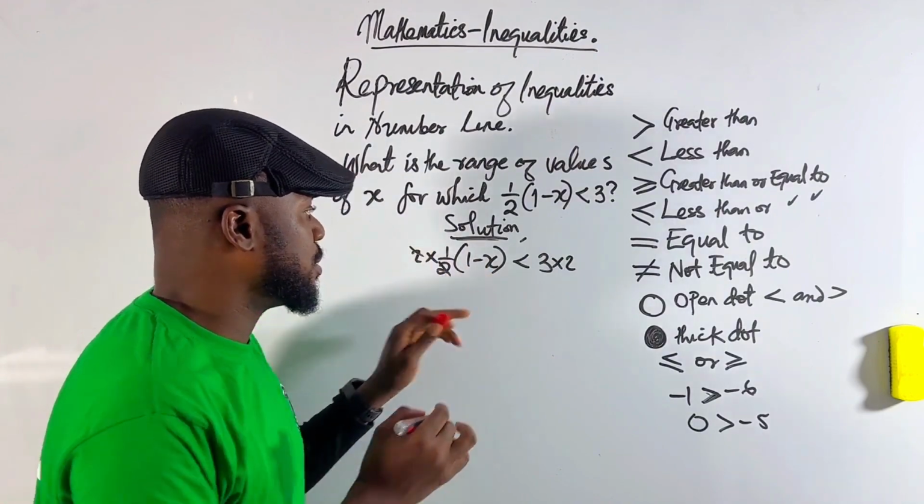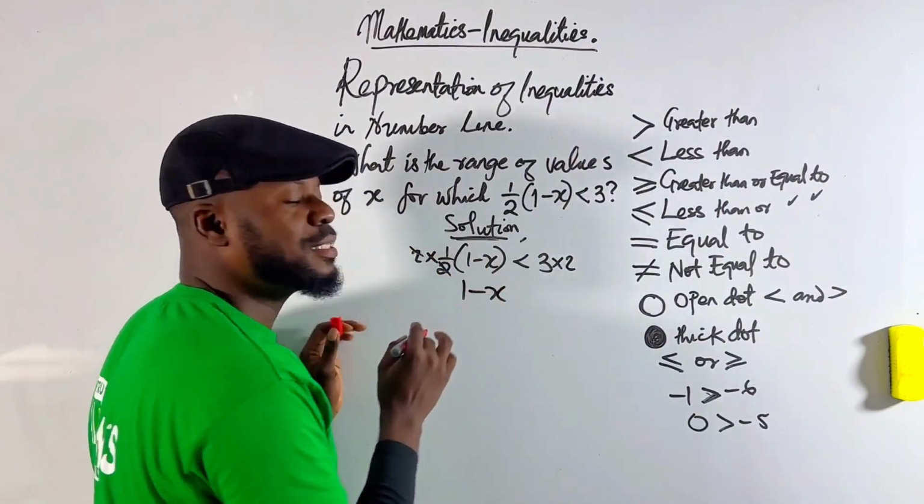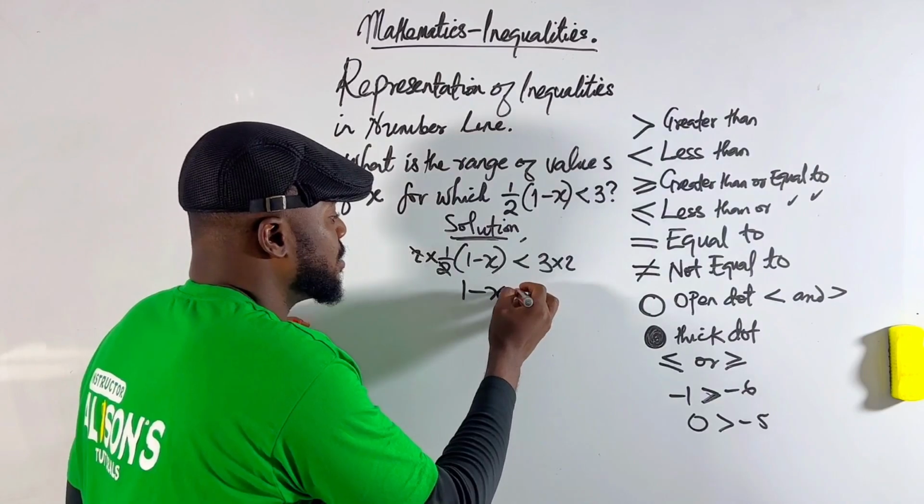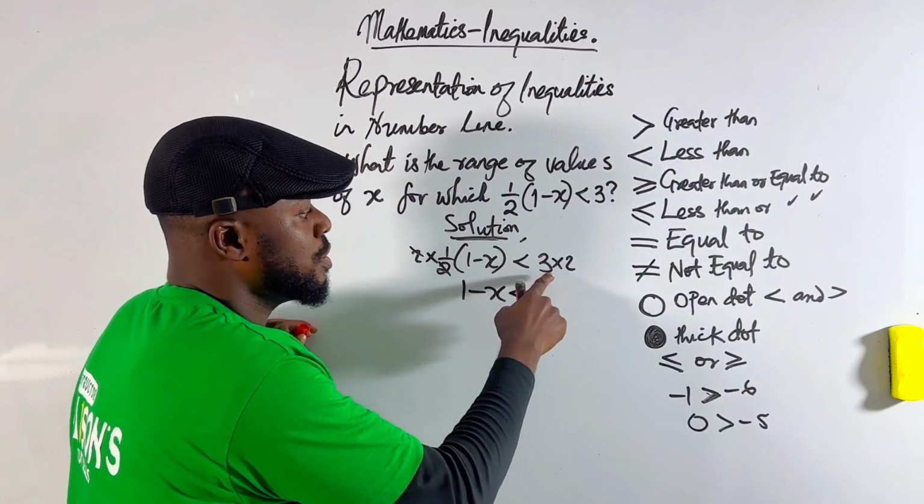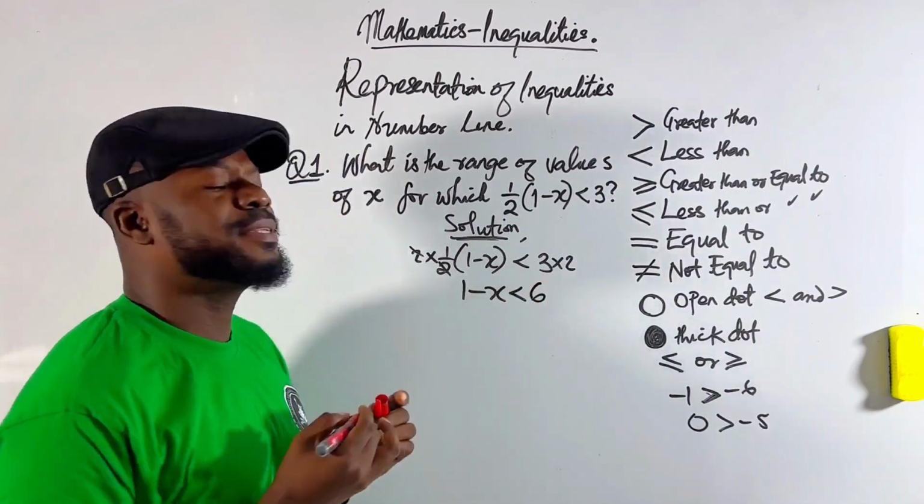1 times 1 minus x is still 1 minus x. So that's very easy. Bring down the sign you see there, don't change it first. So 3 times 2 is 6. What is the next thing you should do?